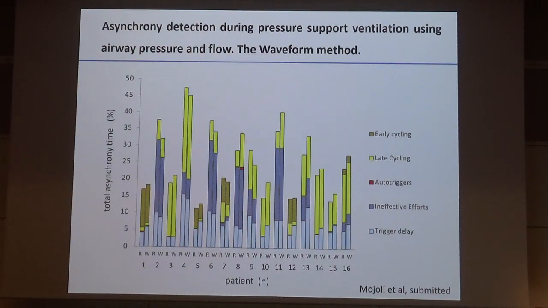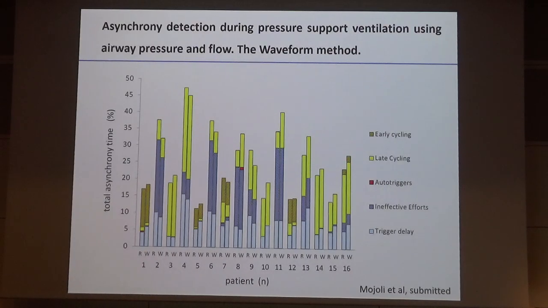Total asynchrony time is here displayed and expressed as percent of total ventilatory time, and split into the different types of asynchronies. And you can see that for each patient that was enrolled in the study, the picture was very similar when we assessed patient-ventilator interaction with the waveform method as compared to esophageal pressure, which was used in this study as reference.